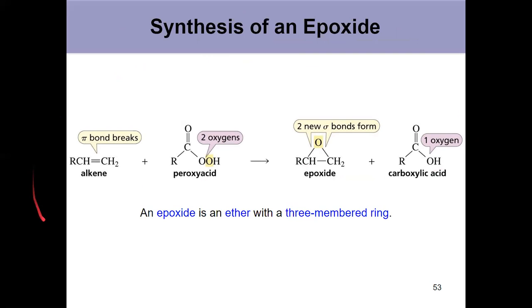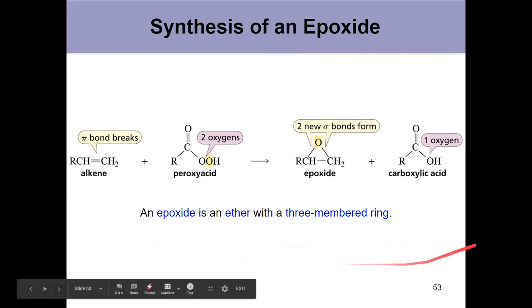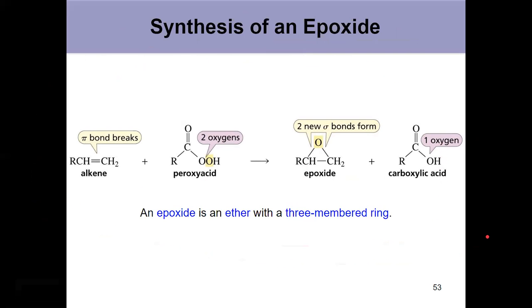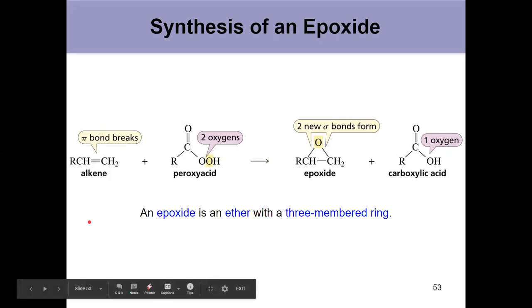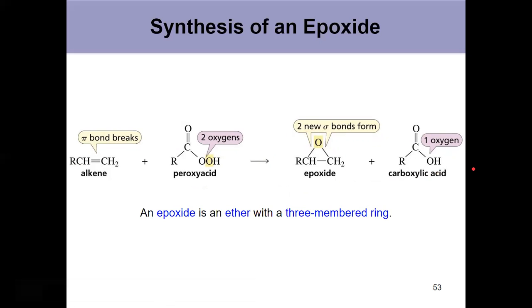This is old. You should recognize this from chapter 6. Okay? An alkene plus a peroxy acid, right? Maybe MCPBA comes to mind, metachloroperoxybenzoic acid. That's the most commonly used one. Alkene plus peroxy acid produces an epoxide and a carboxylic acid, right? The carboxylic acid came from the peroxy acid. It dropped an oxygen that went to the alkene to form an epoxide. Yep. So that is how an epoxide is made.